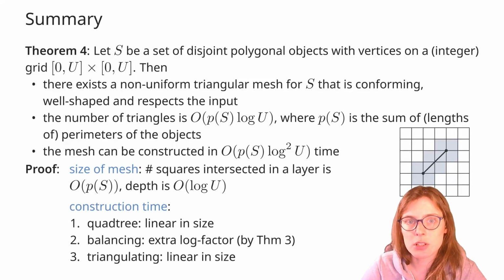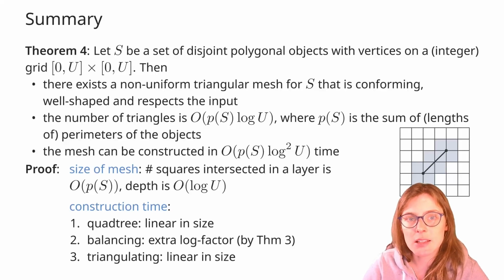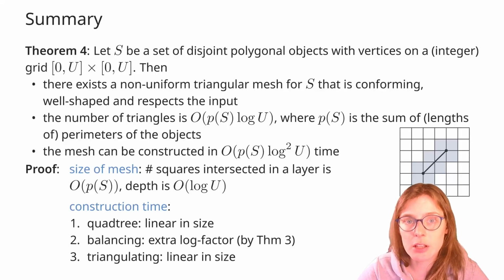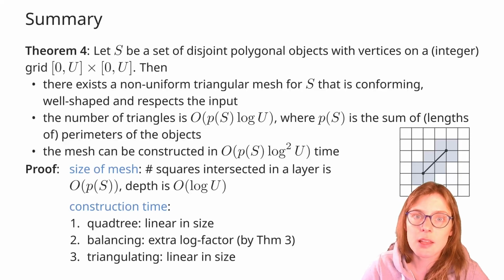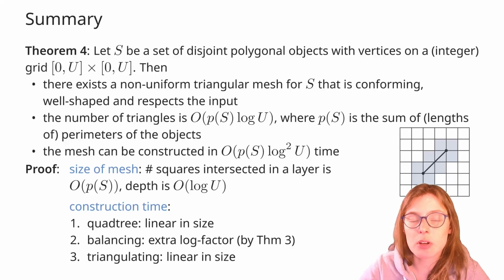And for the construction time, building a quadtree takes linear time in the size of the quadtree. The balancing procedure adds an extra log factor to the running time, and the final triangulation step can be done in time linear in the size of the quadtree. This gives us a mesh with a number of triangles of order P(S) times log of U, and it can be constructed in time of order P(S) times log squared of U.